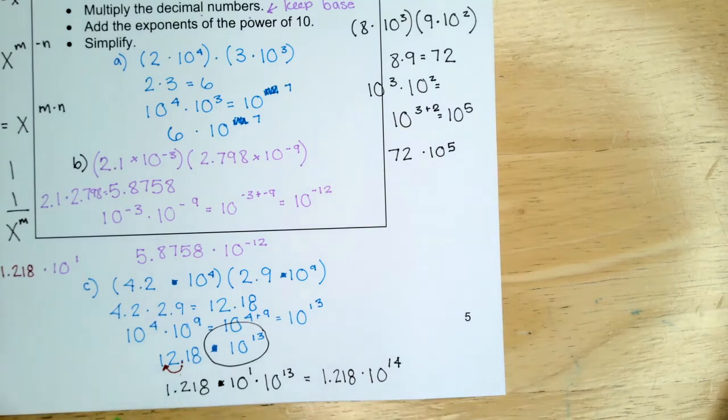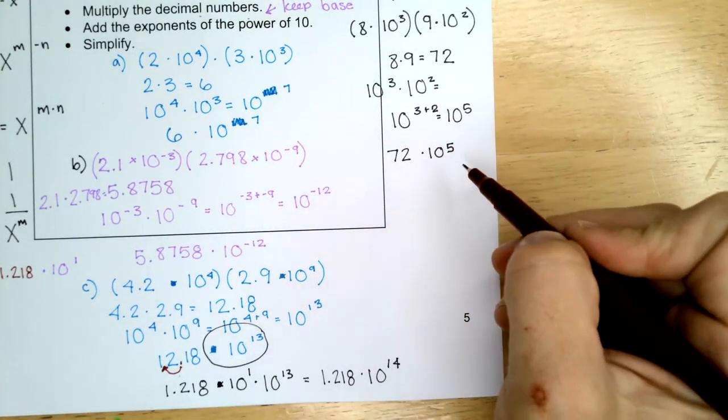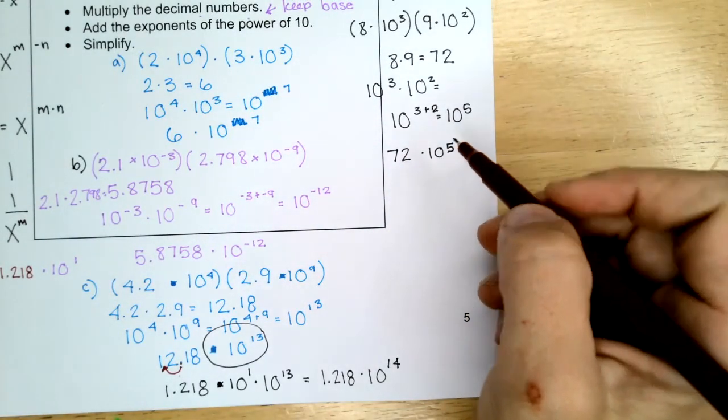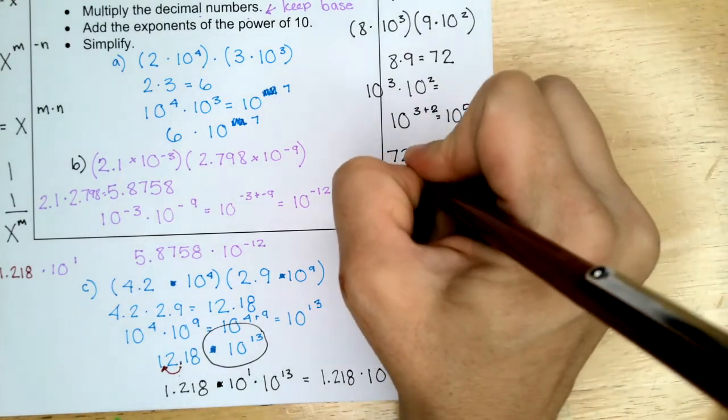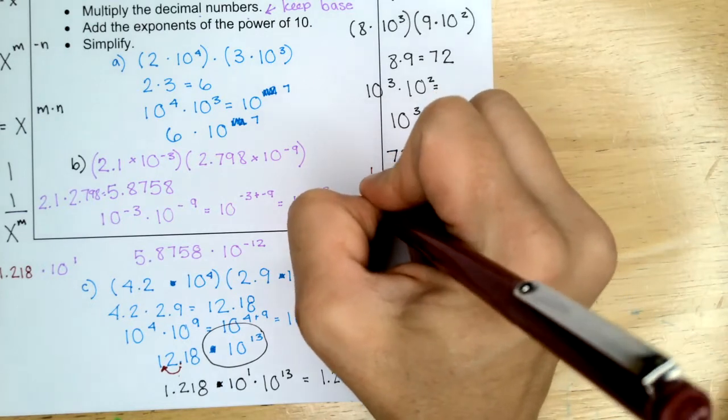I apologize. All right, so this one is similar, 72 times 10 to the 5th. We're done, except that the decimal point is here. I need the decimal point here. I move the decimal point left.